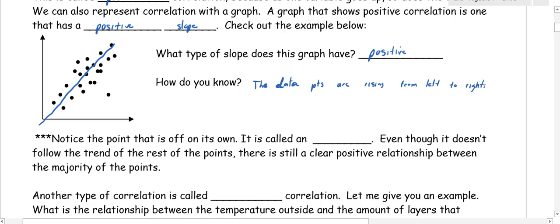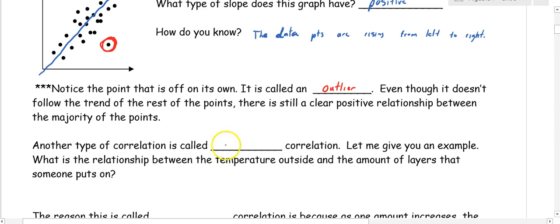Notice that there is a point that's kind of off from the graph, this point over here, that's going to be called an outlier. So even though it doesn't follow the trend of the rest of the points, there is still a clear positive relationship between the majority of the points.